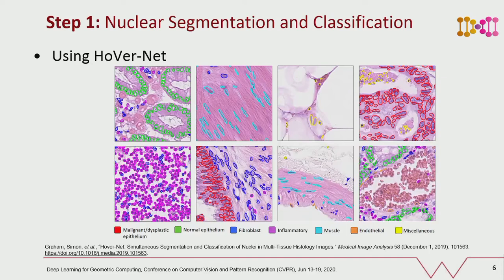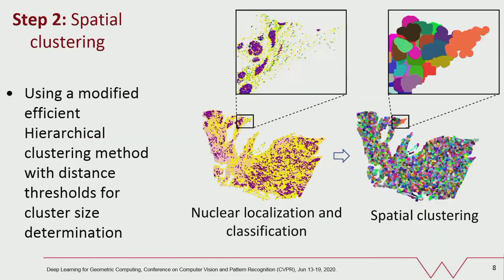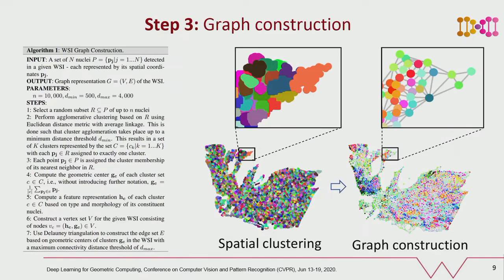For nuclear detection, segmentation, and classification, we use our in-house deep learning based method called HoverNet, which generates individual nuclear level predictions. We detect and classify nuclei using HoverNet in the whole slide image and then use a modified hierarchical clustering method with different distance constraints to perform spatial clustering of nuclei. Each cluster is considered as a node and is connected through Delaunay triangulation to its nearest clusters to model tissue level signaling mechanisms. We extract features for each cluster based on its nuclear composition.